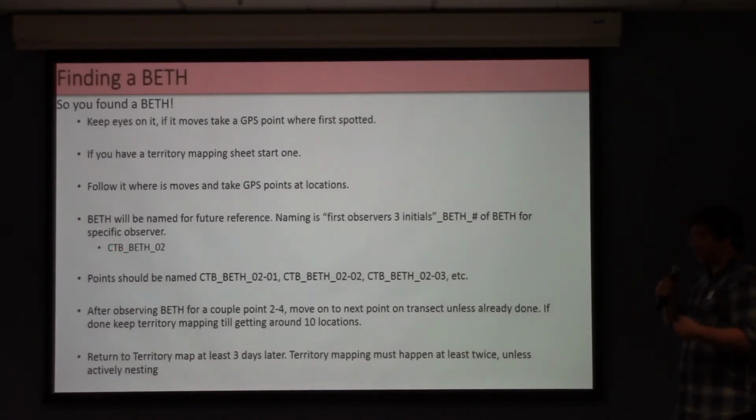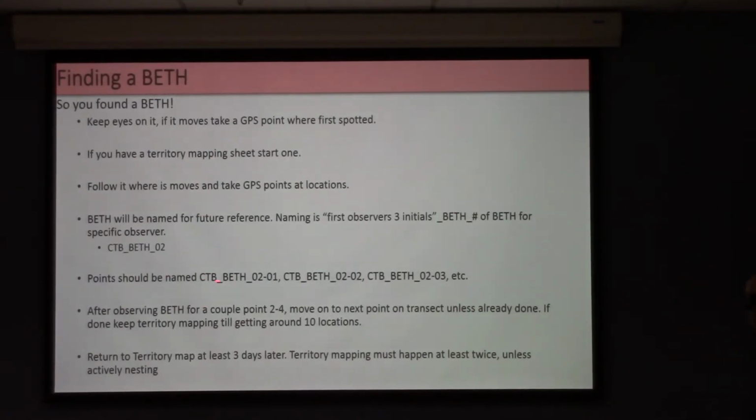Okay, so let's say I found my second Bendire's of the year. I just was doing a transect and I saw my second one. I would name it CTB-BETH-02. It's my second, so it's 02. So that number would go up the more Bendire's you find.